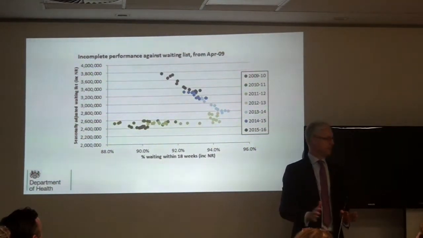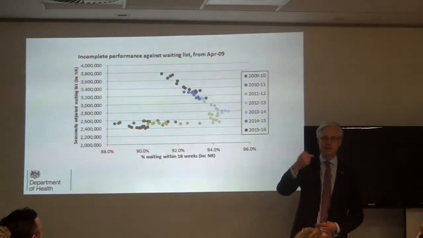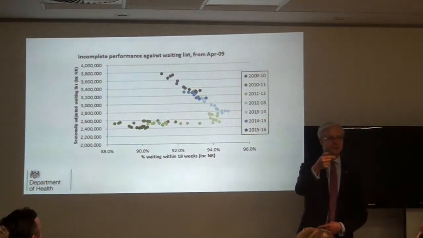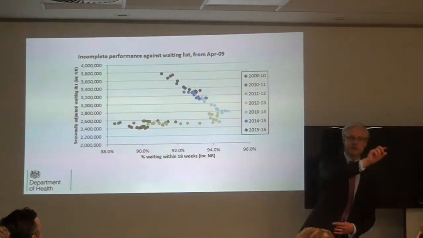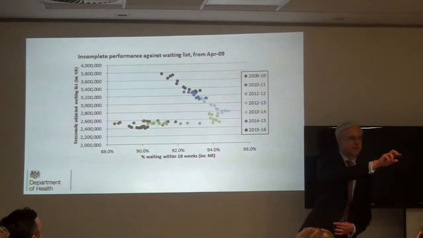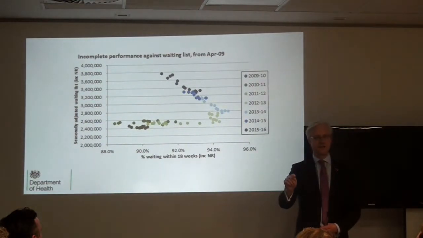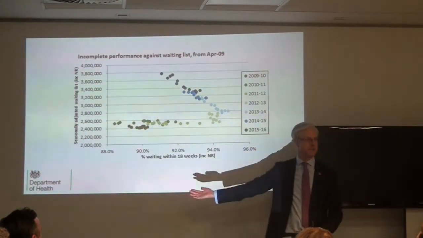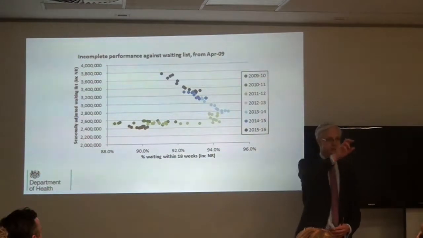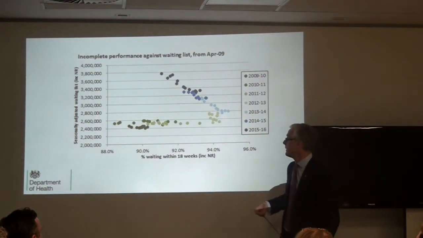But quota management was rife at the time. Quota management is where you go, right, if 90% of the patients I admit have to have waited less than 18 weeks, then every time I admit one patient who's waited more than 18 weeks, that means I need to admit then 9 patients who've waited less than 18 weeks. And if you just keep doing that, you achieve the target. It doesn't matter how many patients are waiting on the waiting list for a very long time. As long as you don't treat too many of them, you'll achieve the target, and that's what people were doing.